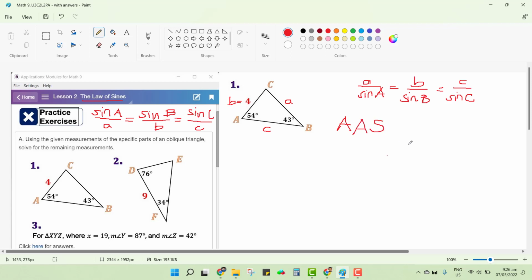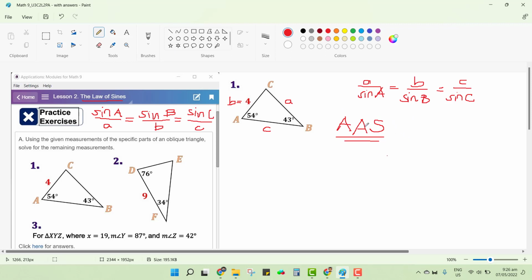AAS situation. AAS because we have two angles given with a side that is not included between them. When you say included side, it should be this side here, C, as it is the side between the two measurements of angles. So again, this is AAS, or others will just also mention SAA. But let me just do it this way to highlight the given angle.